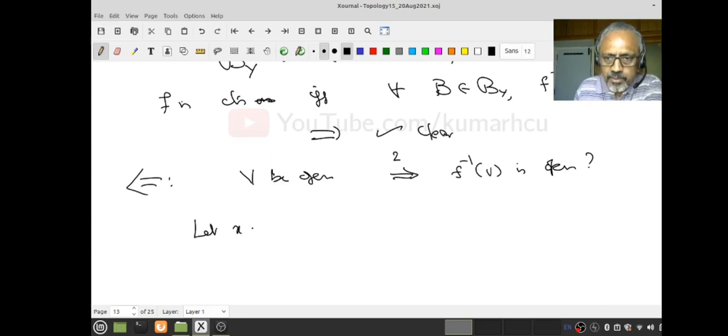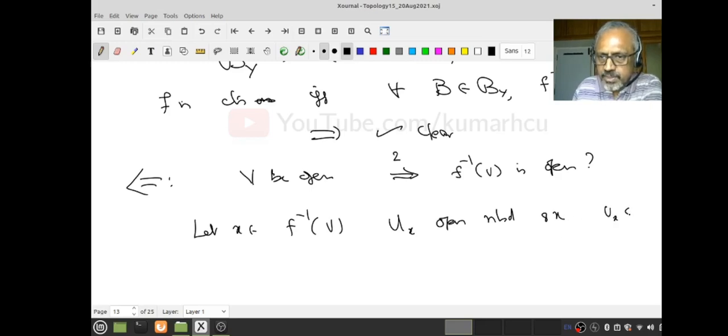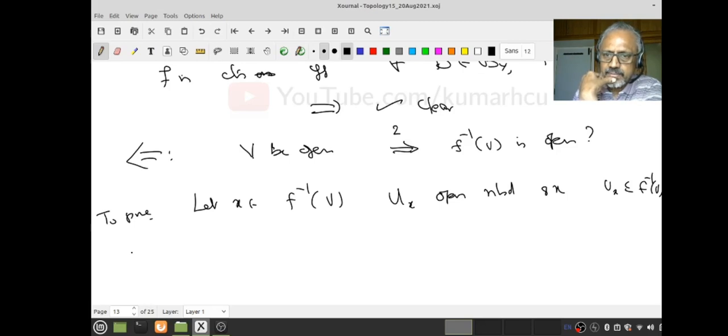Let x belong to f inverse of V. Then I have to find a Ux, an open neighborhood of x, so that Ux is contained in f inverse V. Do you understand? So that is to prove this. Right? Please, that's why watch my videos carefully. All the important tricks I had already taught, so that it will be easier. Otherwise, again you have to repeat. Is that okay? Very good.